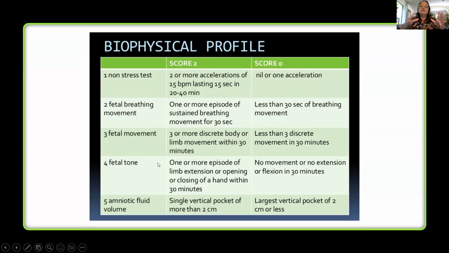The scoring system can go all the way up to 10, although typically it stops at 8 because the last 2 points are for your non-stress test. So it goes all the way up to 8, we'll say. If you get a score of 6, what is the recommendation? If you get a score of 4, what is the recommendation?